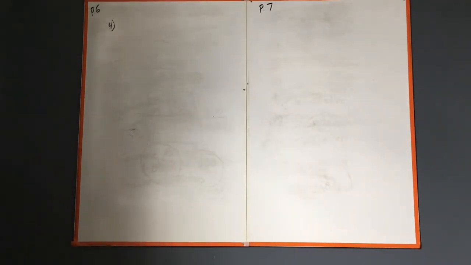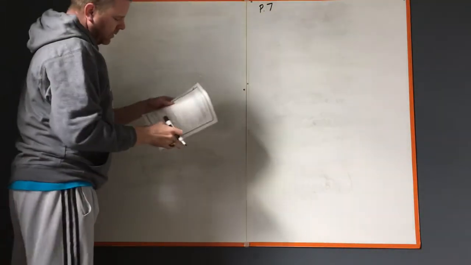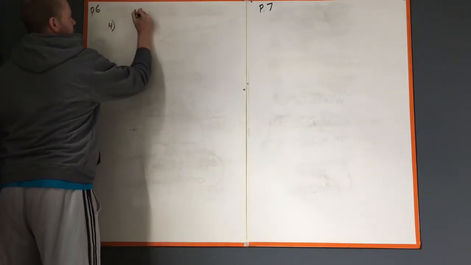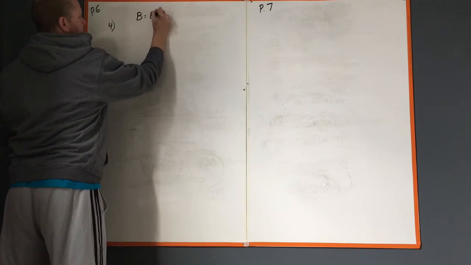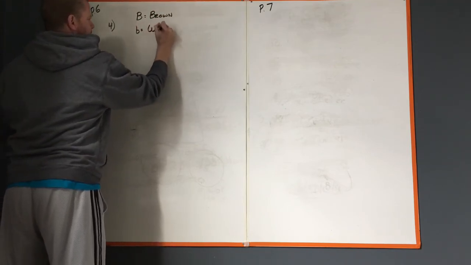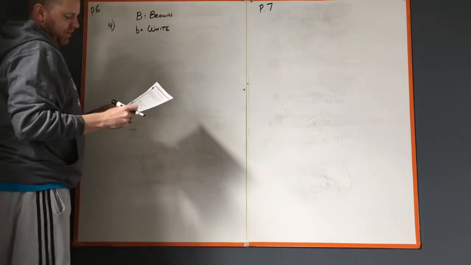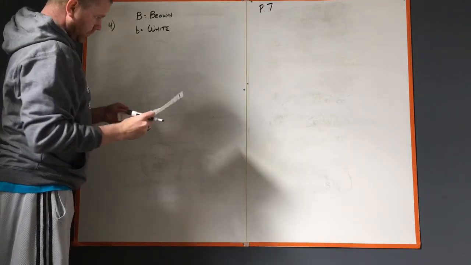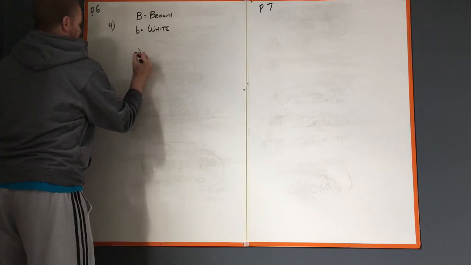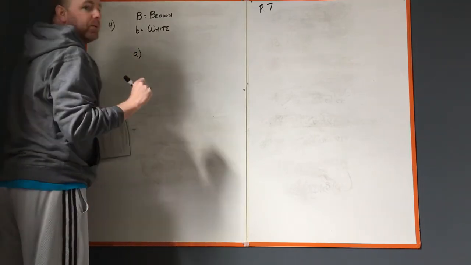Alrighty, and now, number 4 on page 6. So it says brown coat color in rabbits is dominant and white is recessive. So big B is brown and little b is white. Okay? Suppose you have a group of rabbits, some brown and some white. Letter A, for which phenotype do we know the genotype? So which one do we know the letters for?